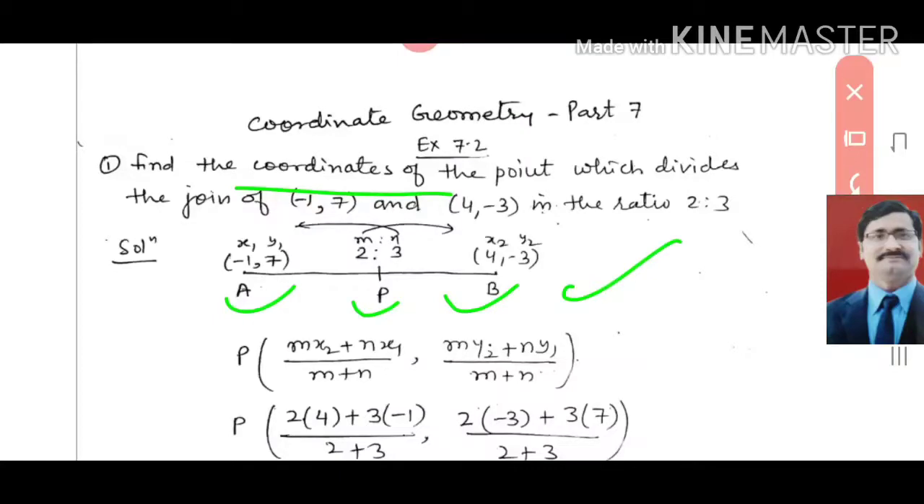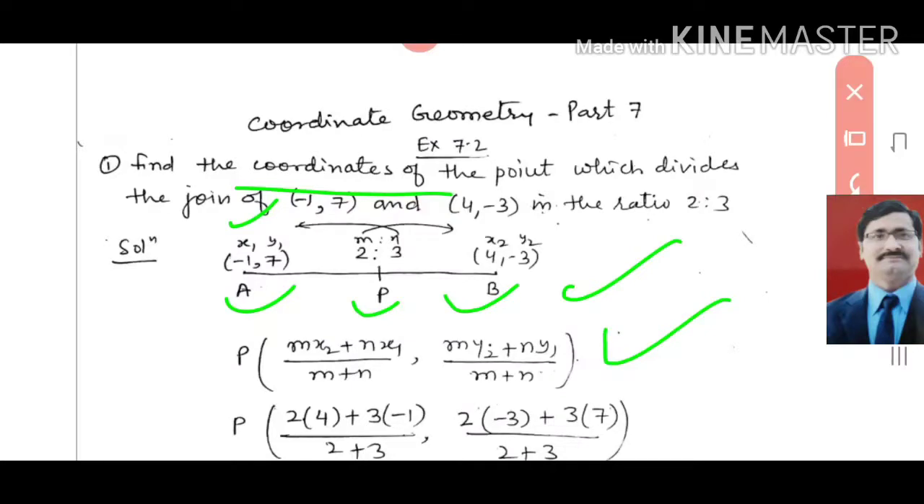So look here, first we write x1 is -1, y1 is 7, m is 2, n is 3, x2 is 4 and y2 is -3. These values you have to put in this formula for P. The formula is P equals (m x2 plus n x1) upon (m plus n) and (m y2 plus n y1) upon (m plus n). So m is 2, x2 is 4, n is 3, x1 is -1, and m plus n is 2 plus 3. Then m is again 2, y2 is -3, n is 3 and y1 is 7.